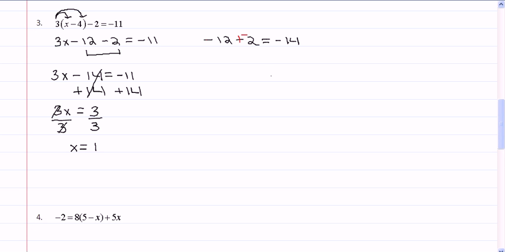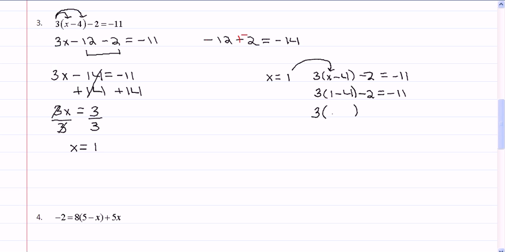So on the right side of the screen, I want to check x equals 1. So I write my original equation, and I substitute 1 in for x. So inside the parentheses, 1 minus 4. Since I'm taking a bigger number from a smaller number, 1 minus 4 is negative 3. And then I have minus 2 equals negative 11.